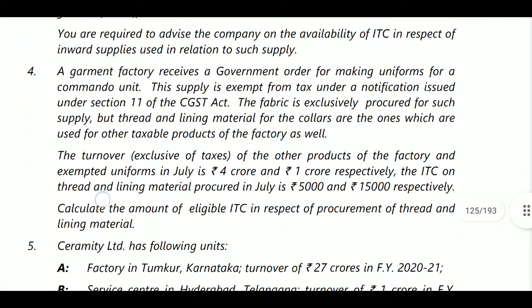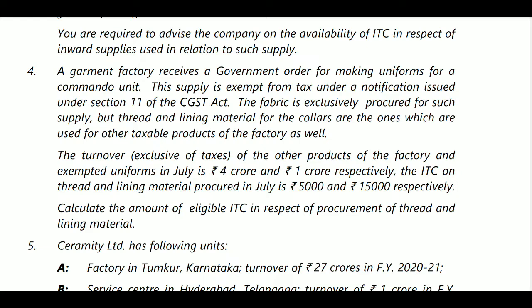Next, question number 4. A garment factory receives a government order for making uniforms for commando units, that is army persons. So that is exempted supply. This supply is exempted from tax under a notification issued under section 11 of the GST Act. The fabric is separately procured for the supply, but thread and lining material for the collars are the ones used for other taxable products also.